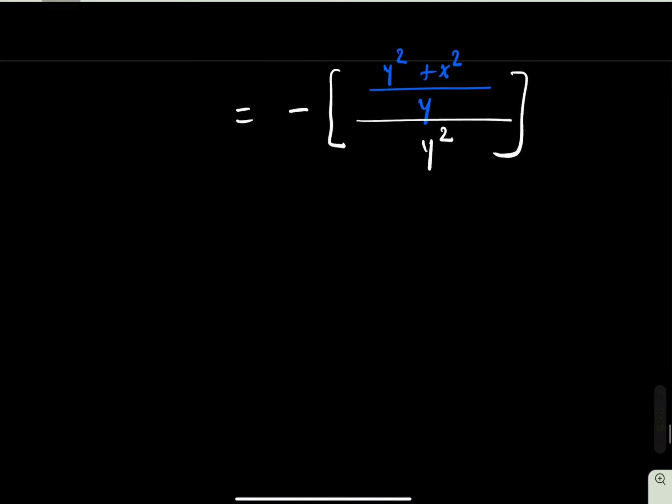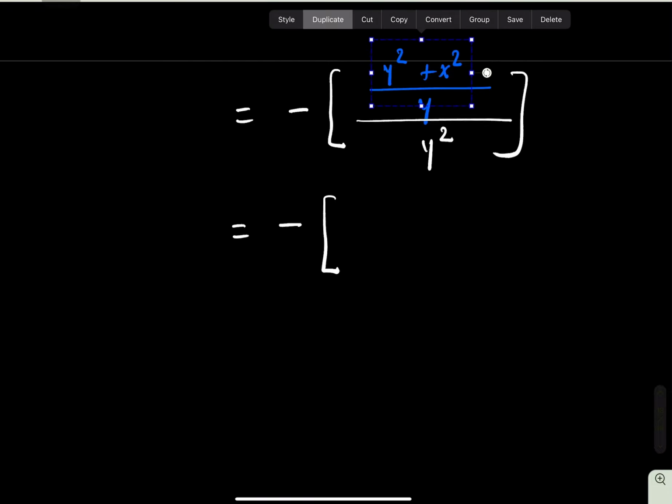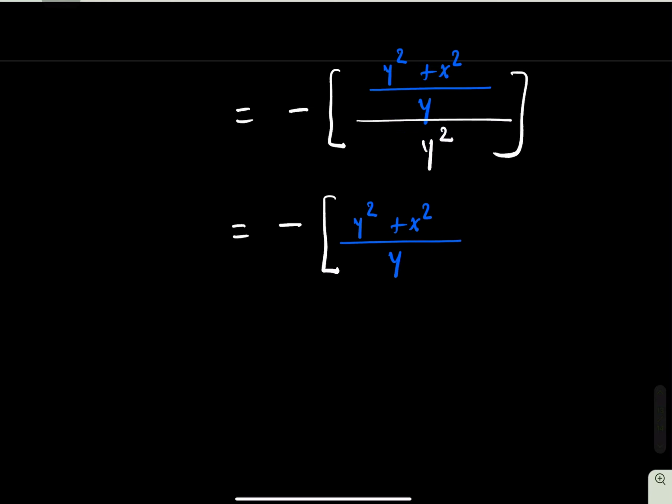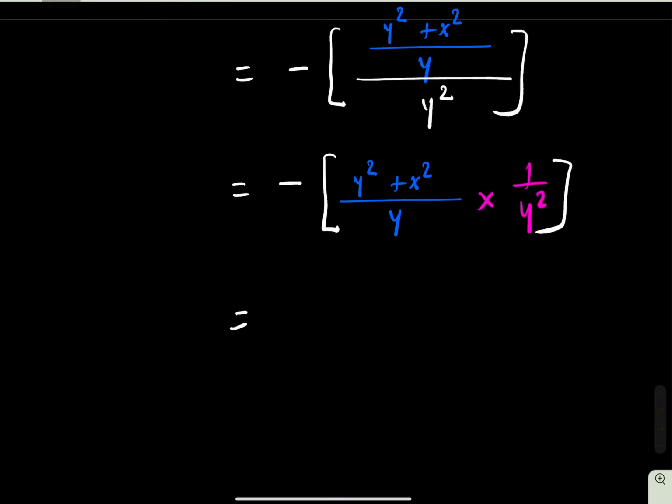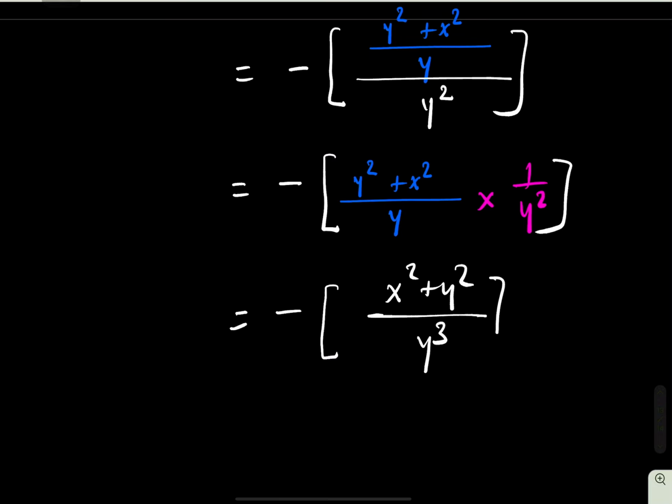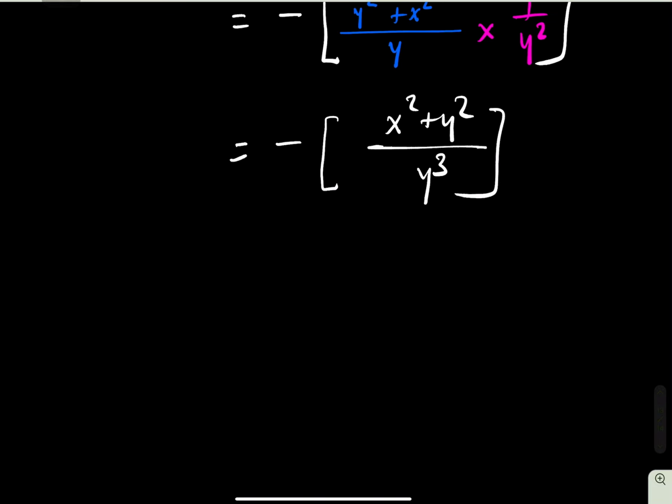And then notice that this will give you a negative of this stuff. I want to simplify this one, and then divided by y squared, which is primarily the same as saying it's multiplied by 1 over y squared. I hope you know this logic. Well, as a result, you get negative of x squared plus y squared divided by y cubed. This one is the simplified version.